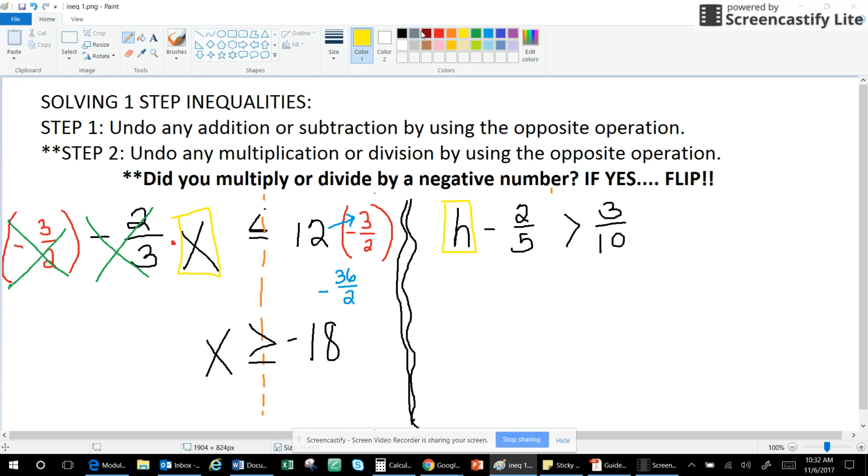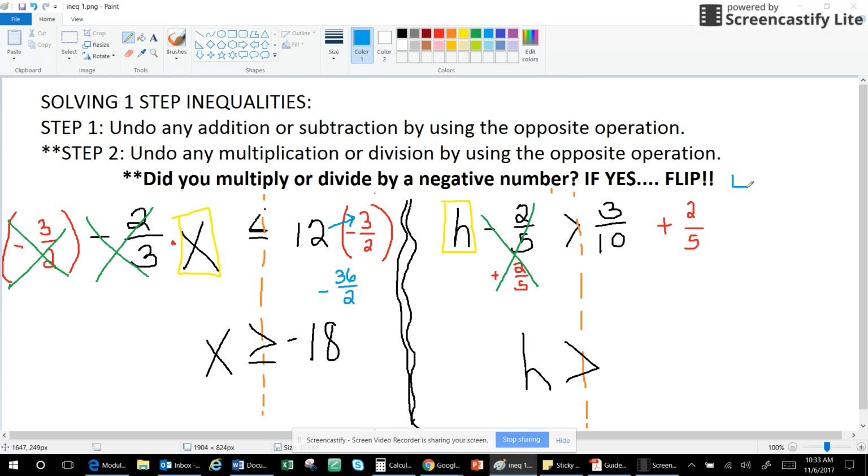Here we see I got h that I want to solve for. I got an inequality symbol. Whatever I do to one side, I got to do to the other. I see that it's minus 2 over 5, so I'm going to add 2 over 5 to each side. And now I have the issue of what am I going to do on that right side, now that I have fractions being added together and I do not have a common denominator.